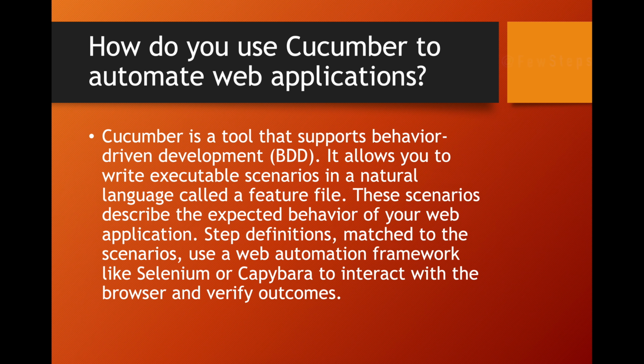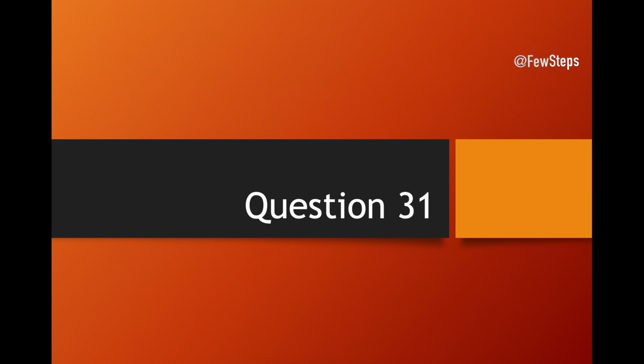Question 30. How do you use Cucumber to automate web applications? Cucumber is a tool that supports behavior-driven development (BDD). It allows you to write executable scenarios in a natural language called a feature file. These scenarios describe the expected behavior of your web application. Step definitions match to the scenarios. Use a web automation framework like Selenium or Capybara to interact with the browser and verify outcomes.